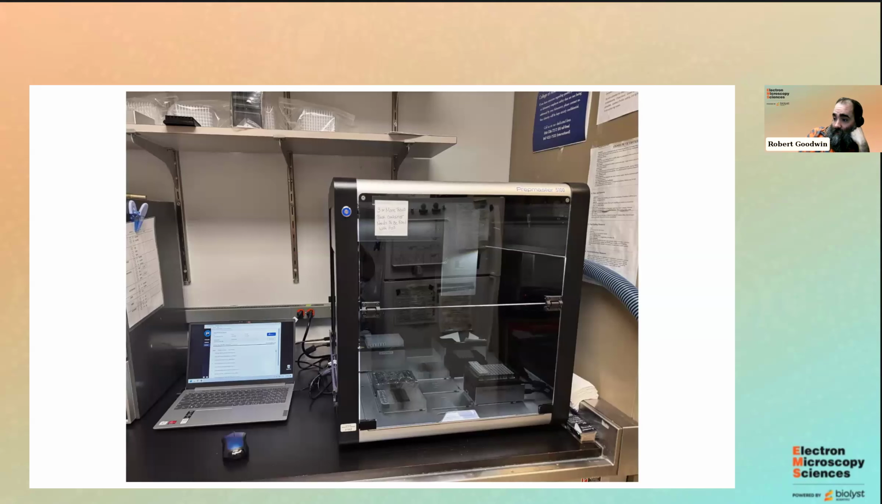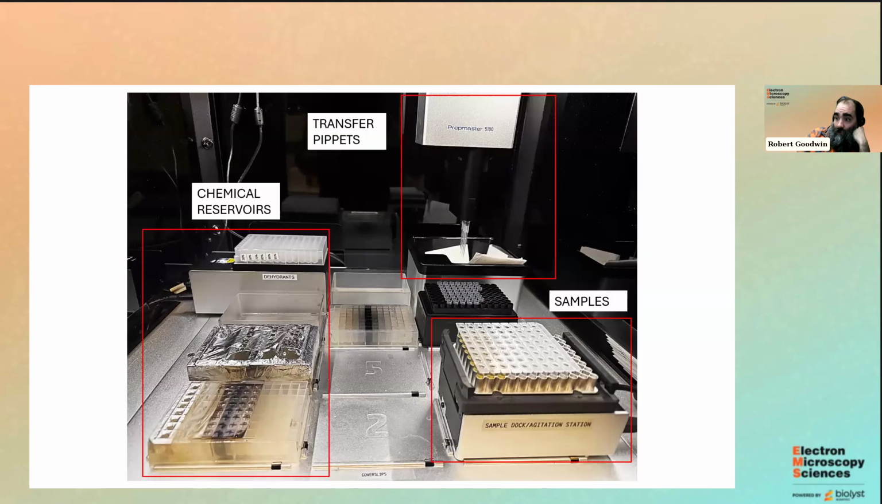This is a picture of the processor. You can see it doesn't take up much workspace at all. It's about the size of a standard embedding oven, and you have the laptop. It is vented into our fume hood right next to it. So, pretty small footprint. Everything's self-contained, which makes it very nice.